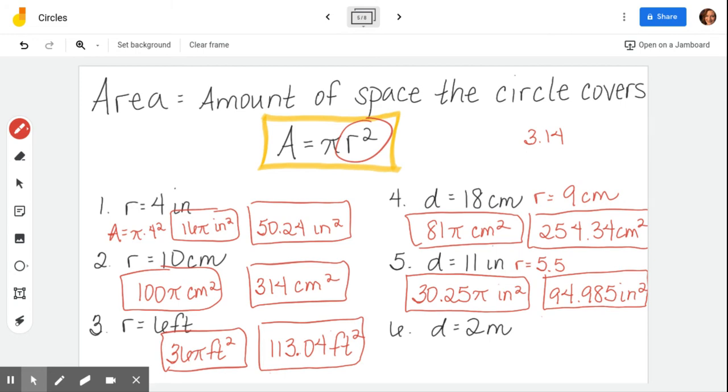Number 6, if the diameter is 2, that means the radius is only 1. 1 times itself is 1. So if I'm going to leave this in terms of pi, I get 1 pi, or you could even just call that pi meters squared. If I take that times 3.14, well, 1 times 3.14 is just 3.14 meters squared.